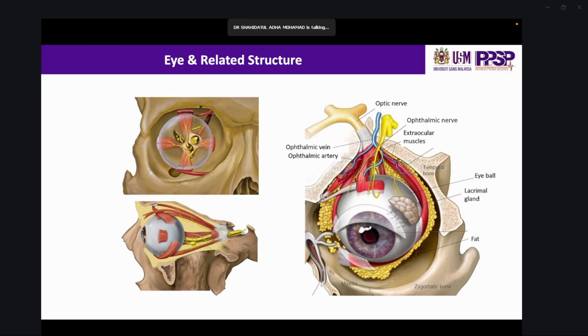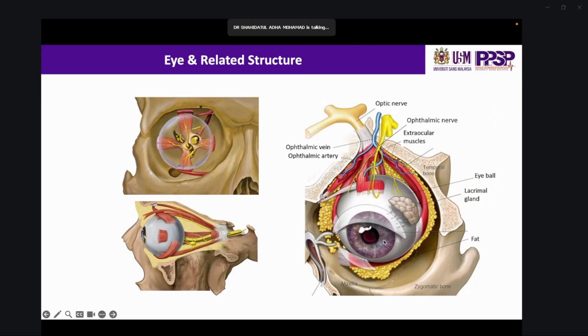As you know, we have 4 recti muscles and 2 oblique muscles, and these muscles are innervated by the 3rd, 4th, and 6th cranial nerves. So in the case of patients having diplopia, double vision, the problem sometimes is not within the eye or within the retina, but arises from an intracranial lesion or intracranial pathology.